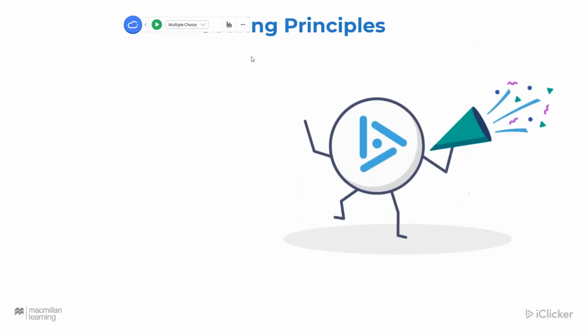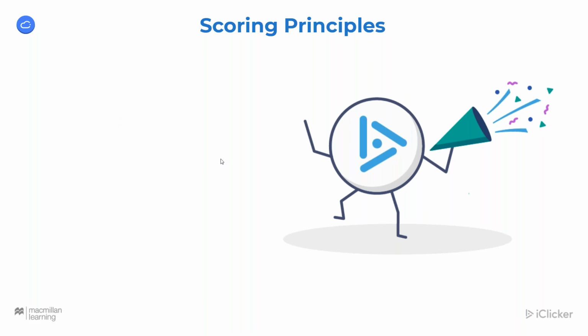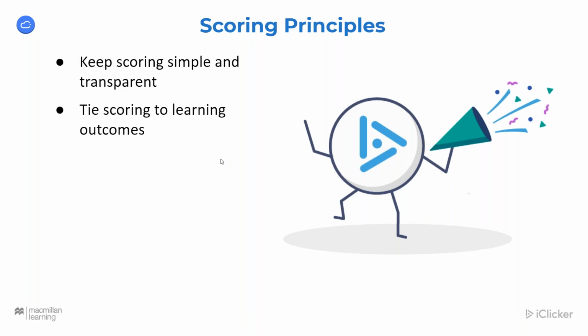Okay, so let's talk a little bit about different scoring principles. One of the things that people bring to iClicker is a desire to make their classes more fun and to bring in principles, often of gamification. Because we all know that when we're playing a learning game, we tend to learn a lot more effortlessly than when we're just having a learning experience. So one of the principles that we want to keep in mind when we come down to the nitty gritty of grading is that we want to keep scoring simple and transparent.